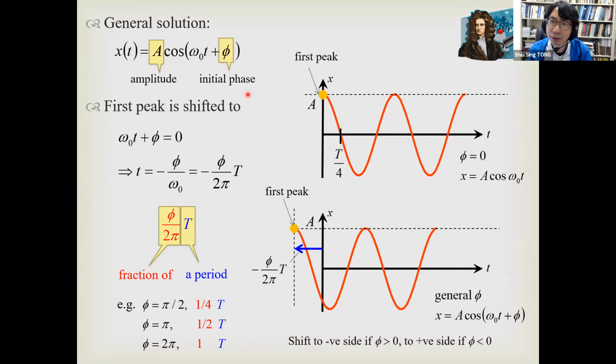When phi is present, it corresponds to a shift of the initial position of the curve either to the positive x or negative x side.